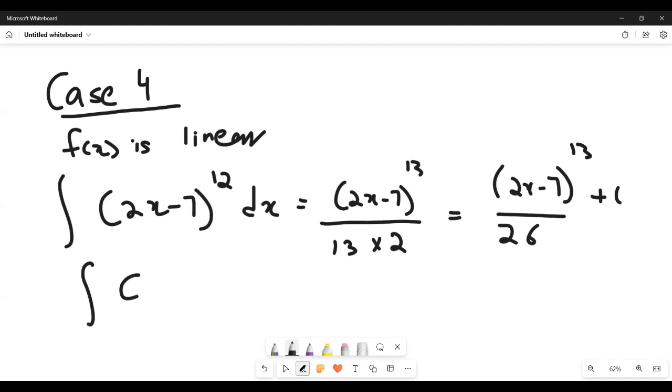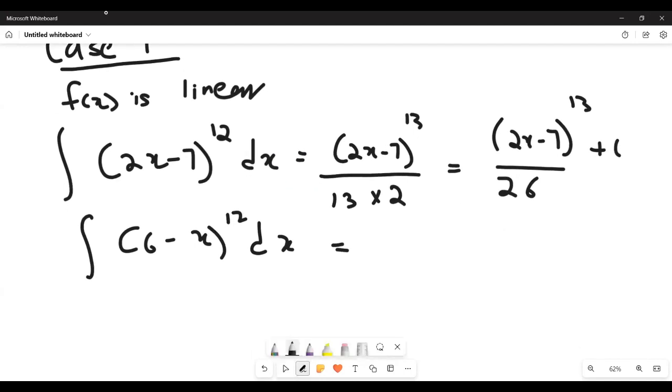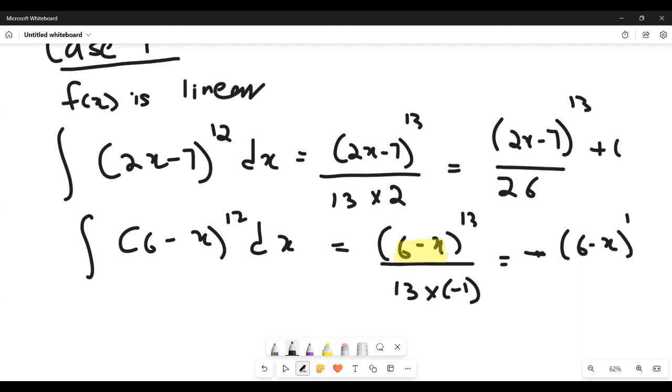Integrate (6 minus x) power 12. Power rule again. (6 minus x) power 13 upon 13 times the derivative of 6 minus x, which is minus 1. So we get minus (6 minus x) power 13 upon 13.